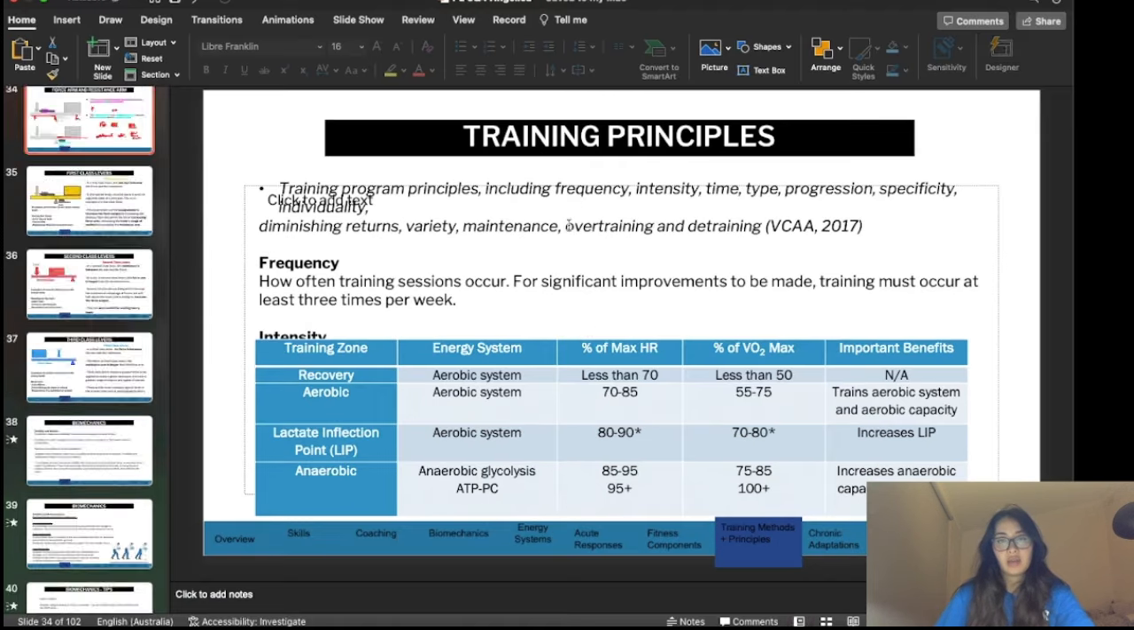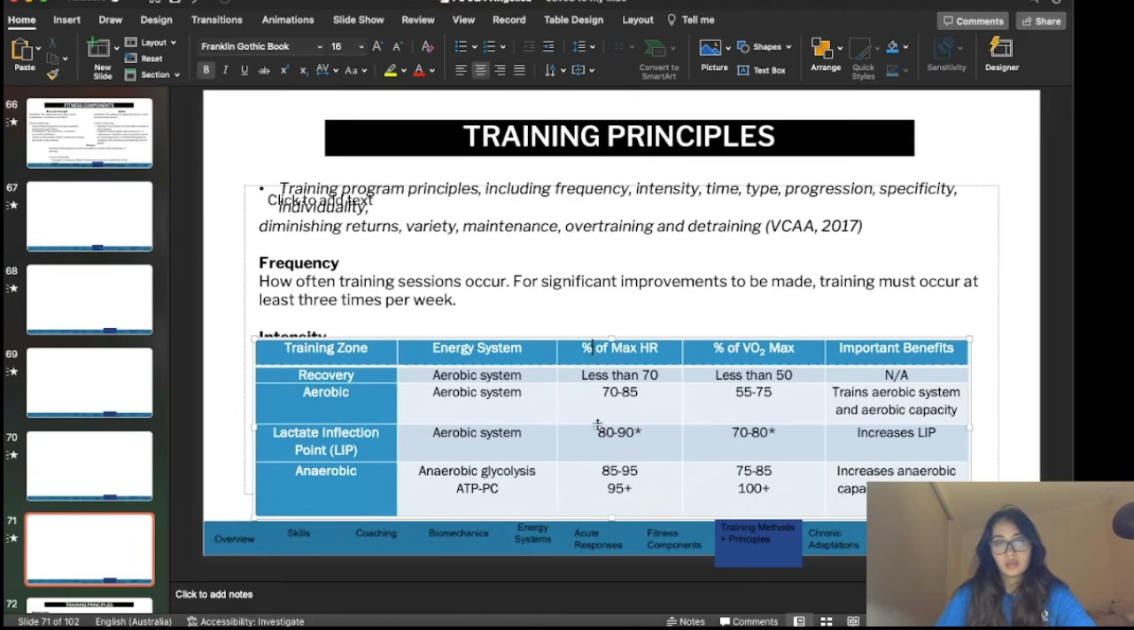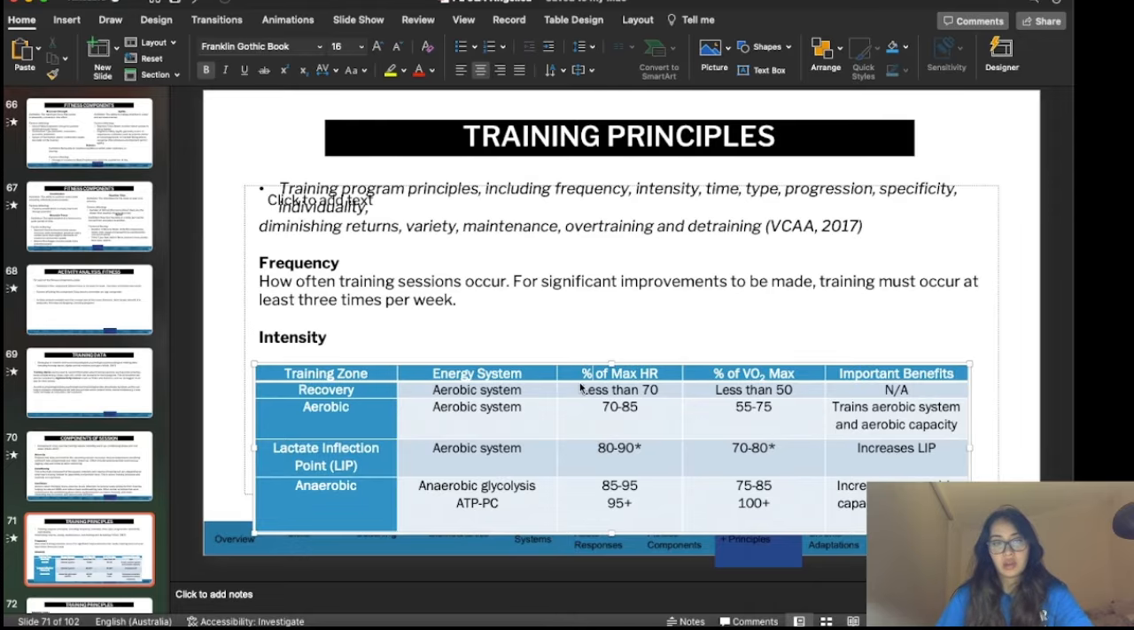I don't know why this is covering it. Oh, nothing there.